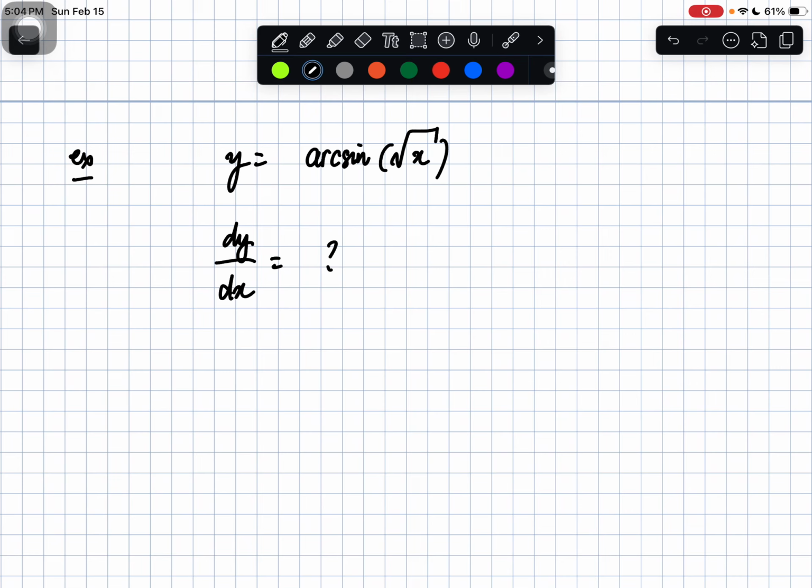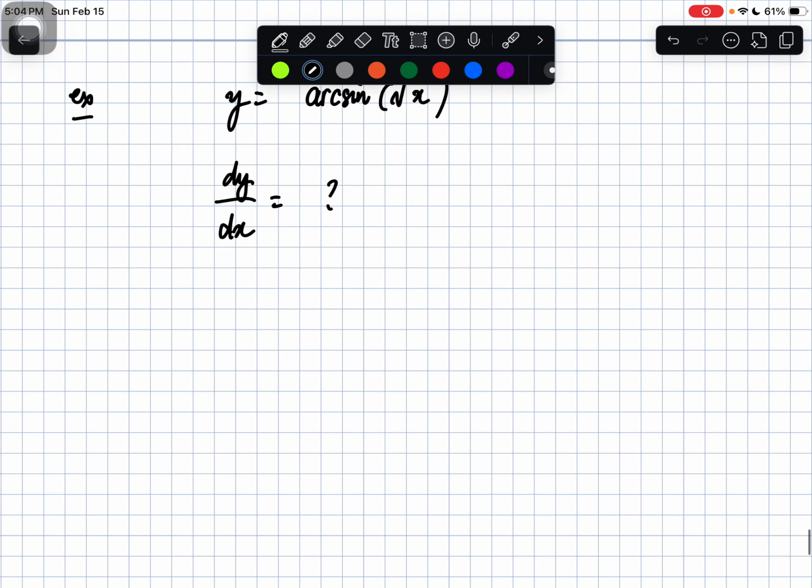We need to compute dy over dx, where y is arcsin of the square root of x. So this is an inverse trig derivative, and we have a few of them. Let's recall arcsin u, where in this case u is equal to the square root of x.